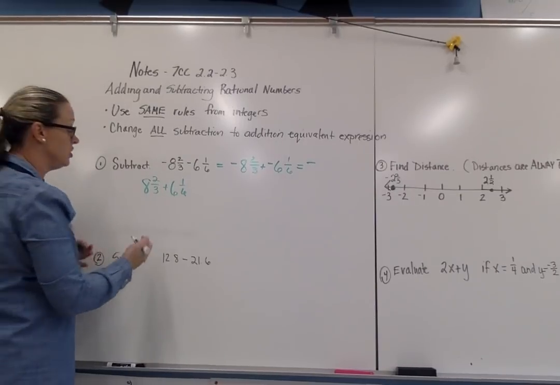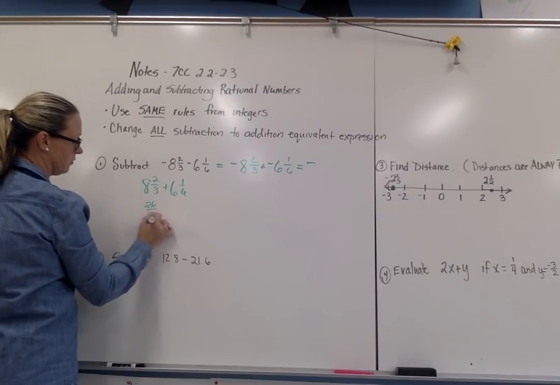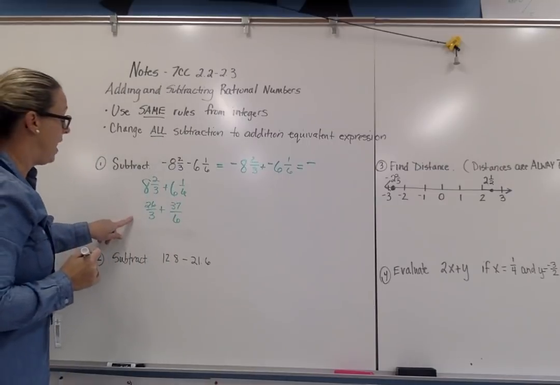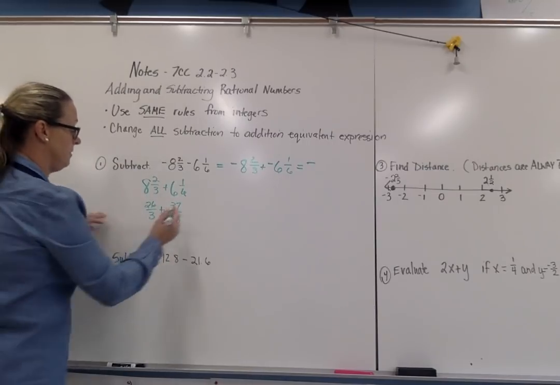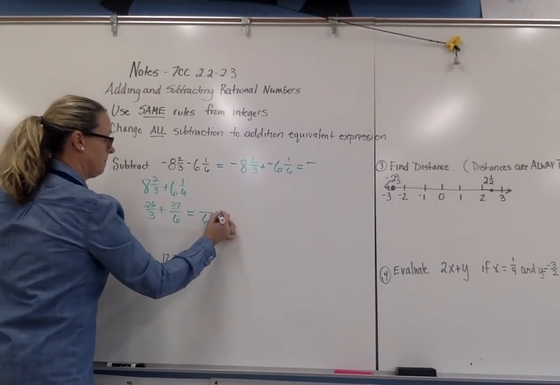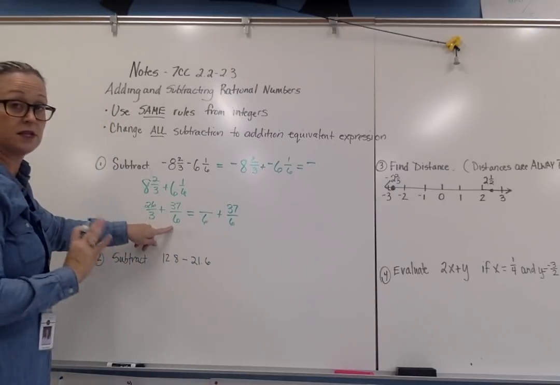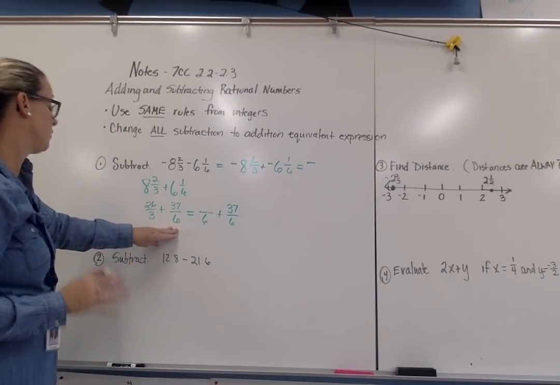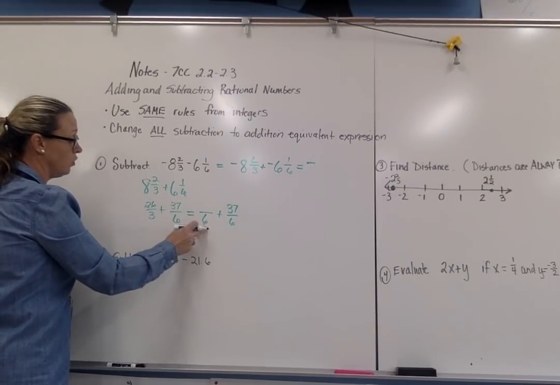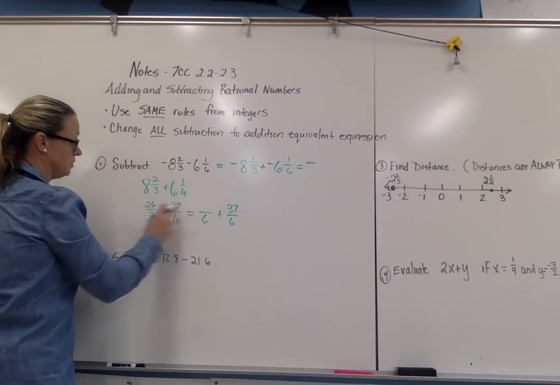I'm going to change it into an improper fraction. 24 plus 2, 26 thirds. And 37 sixths. I know when I add or subtract fractions, I need a common denominator. And the denominator I'm going to use is 6. 37 over 6 is already with the 6 denominator, so I don't have to do anything for that. But 26 thirds, I have to create an equivalent fraction. This is times 2, so this is times 2.